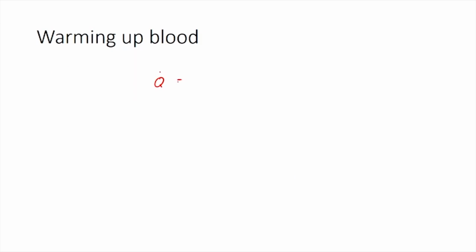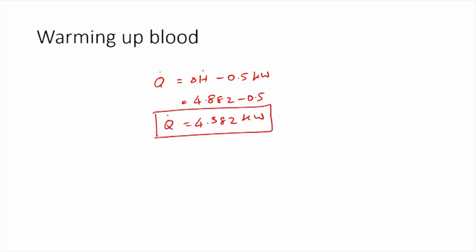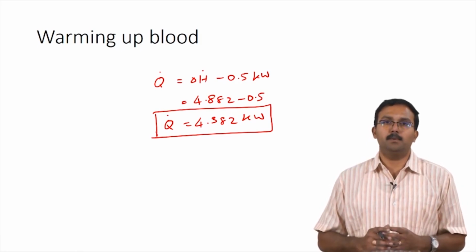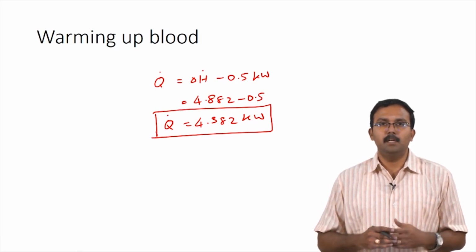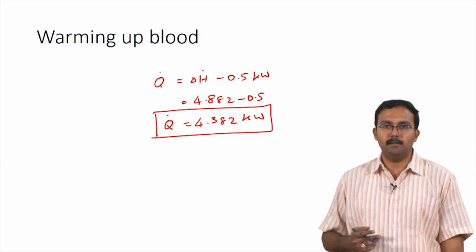As we have Q dot equals delta H dot minus 0.5 kilowatts, we can substitute the value for delta H dot here, which is 4.882 minus 0.5, giving you a value of 4.382 kilowatts. So, the heat that needs to be added to the system would be 4.382 kilowatts. This was a simple energy balance problem for an open system. Let us perform more of these example problems to get us familiarized with performing energy balances.